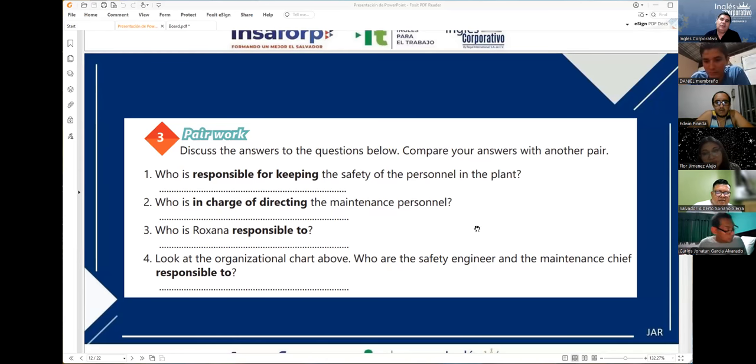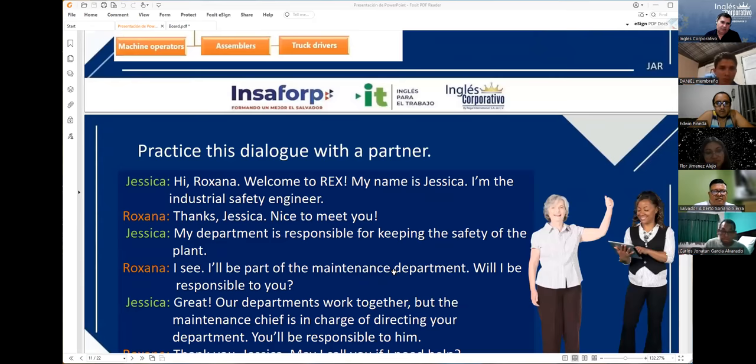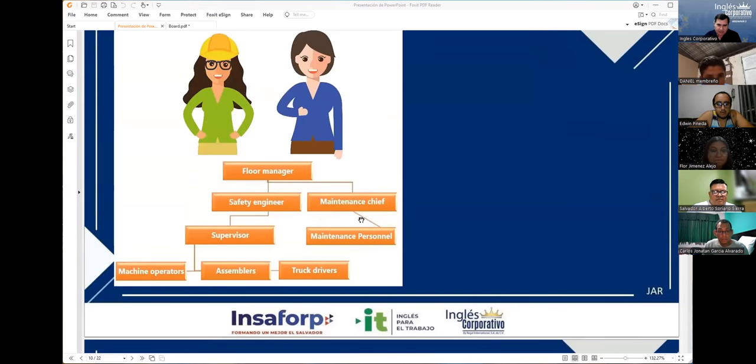Who is Roxana responsible to? The maintenance chief, right? Okay. Look at the organizational chart above. Who are the safety engineer and the maintenance chief responsible to? The general manager, I would say. The safety engineer and the maintenance chief are responsible to whom? To the floor manager.